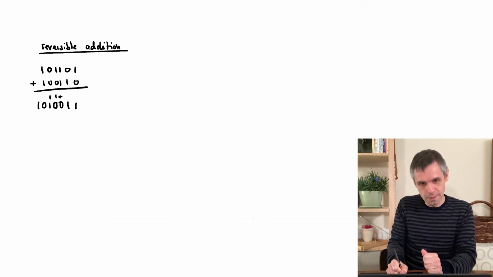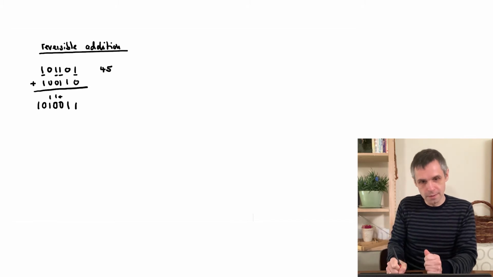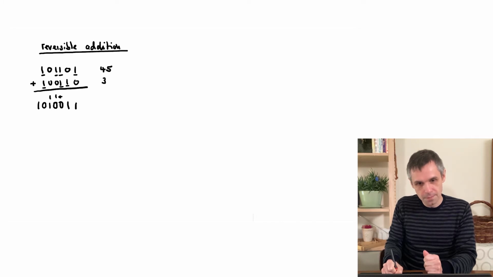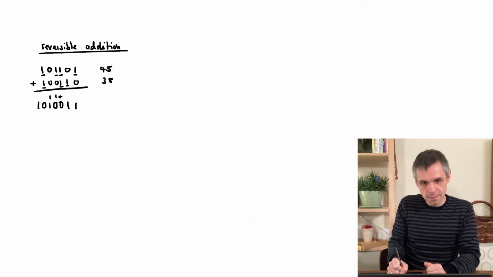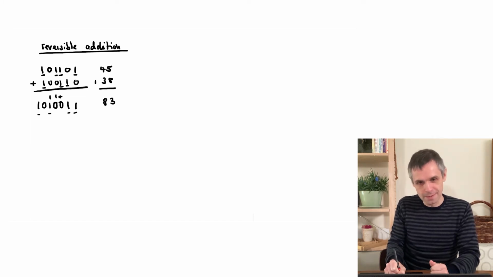Well, our first number here, this is 1 plus 4 plus 8 plus 32. 8 plus 32 is 40, and then we have 5, so this is 45. And down here we have 2 plus 4 plus 32, so this is 38. And down here we have 1 plus 2, that's 3, and 16 plus 64, that's 80, so we have 83. And yes, this indeed works out nicely.